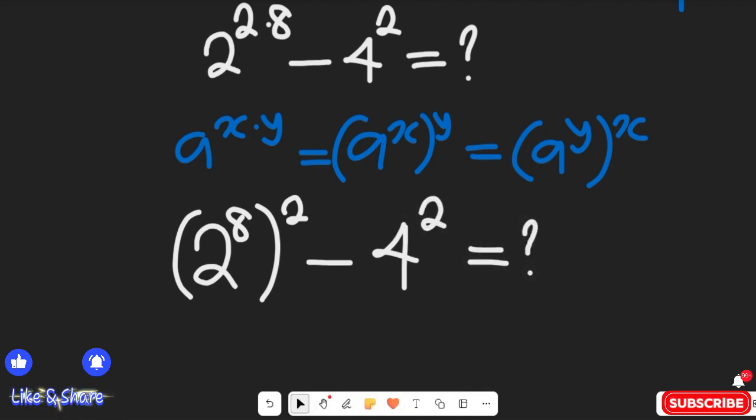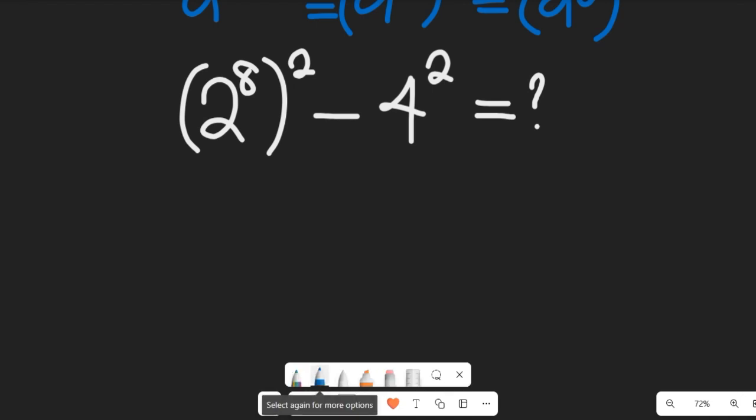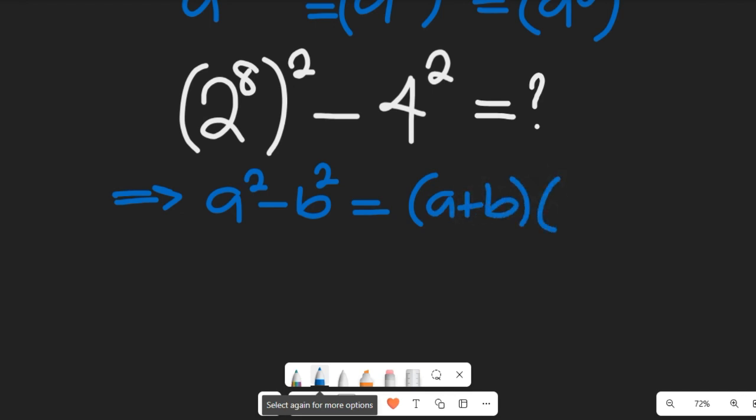Now, considering this expression, I'm going to simplify further. Now, if I simplify further, I'll still draw your attention to an algebraic expression. In the next step, we're going to apply this algebraic expression. Now, do you remember a difference of two squares? When you have a difference of two squares, a square minus b square, this can be equal to a plus b multiplying a minus b, right?